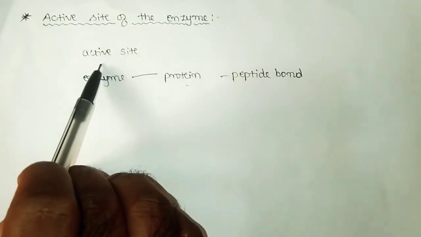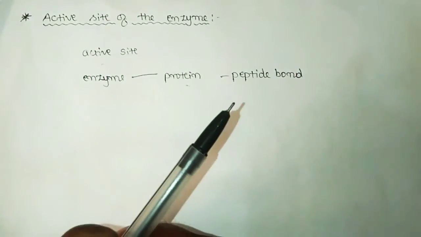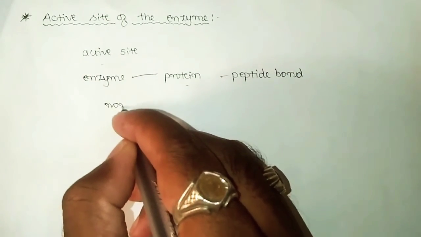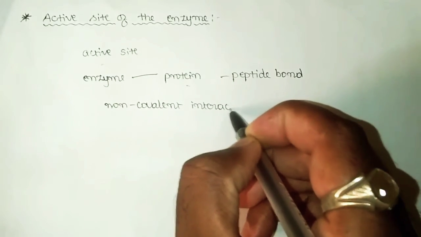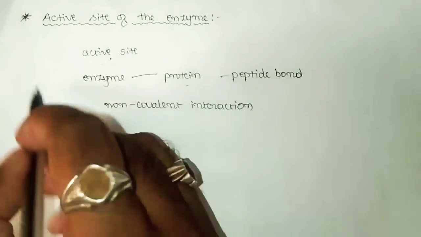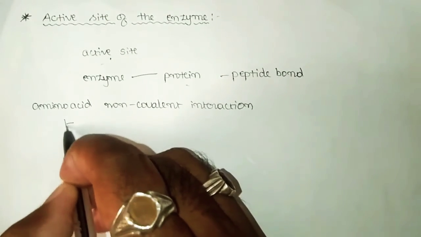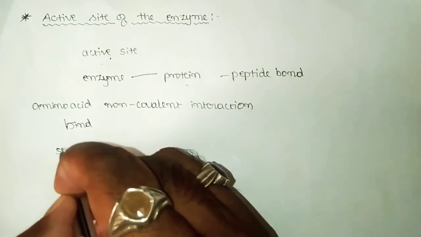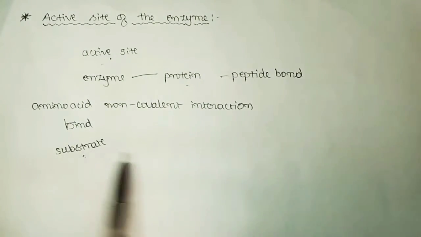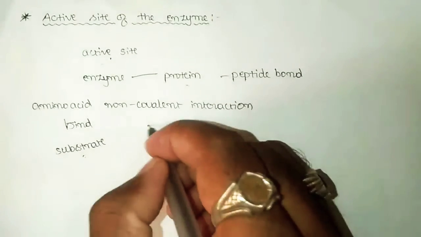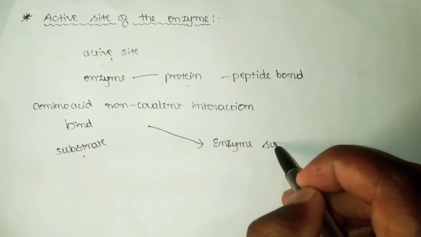So at the active site, the amino acid residues will specifically bind the substrate molecule by means of non-covalent interactions, not through covalent interactions. I repeat, at the position of the active site, the amino acid residues which are present will bind the substrate molecule through non-covalent interactions, and because of this, an enzyme substrate complex is formed.